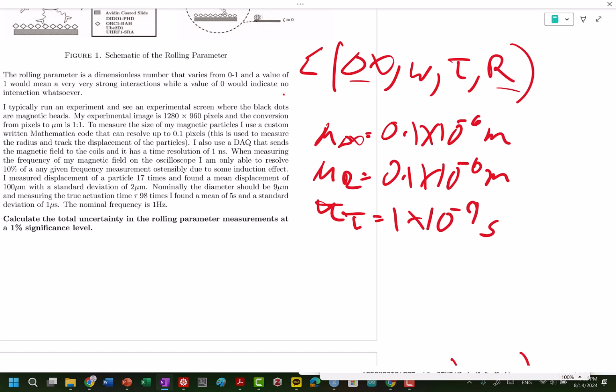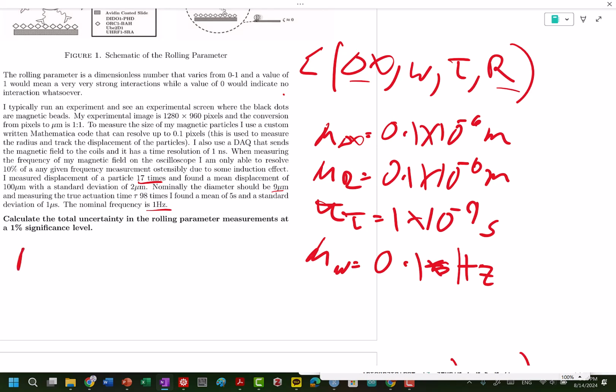And then my uncertainty in my omega is going to be equal to, let's see. Nominal diameter should be this. Nominal frequency is 1 hertz, so 0.1 hertz for that uncertainty. So I have bias error in all these variables. Measured 17 times, found a mean of this.